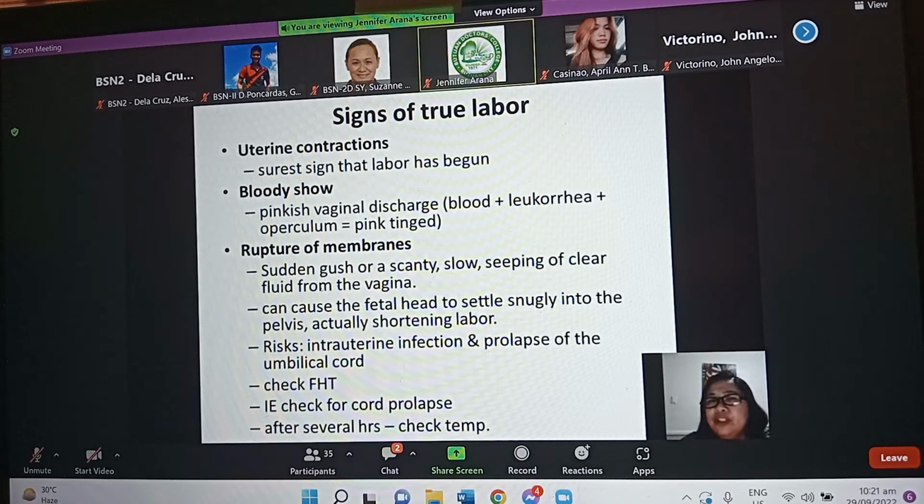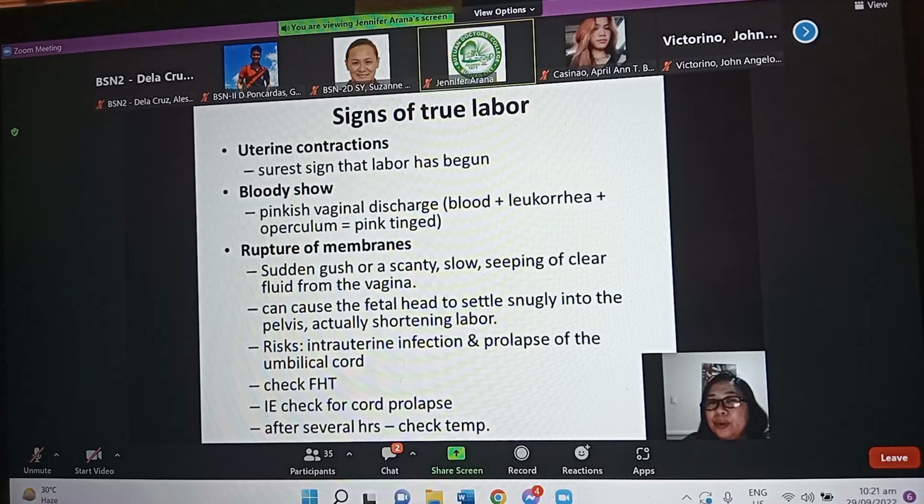Alright, so what are the signs of true labor? These are warning signs, not just the preeminent signs. But what if true labor sets in? How would you know? The signs of true labor include uterine contraction. Of course, this is the surest sign that labor has begun.